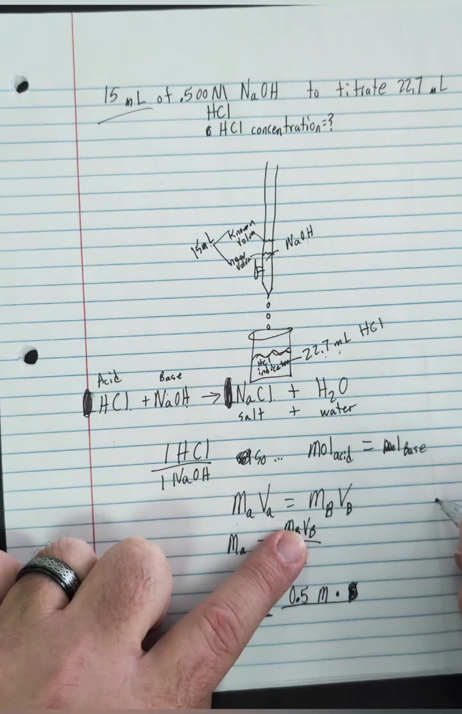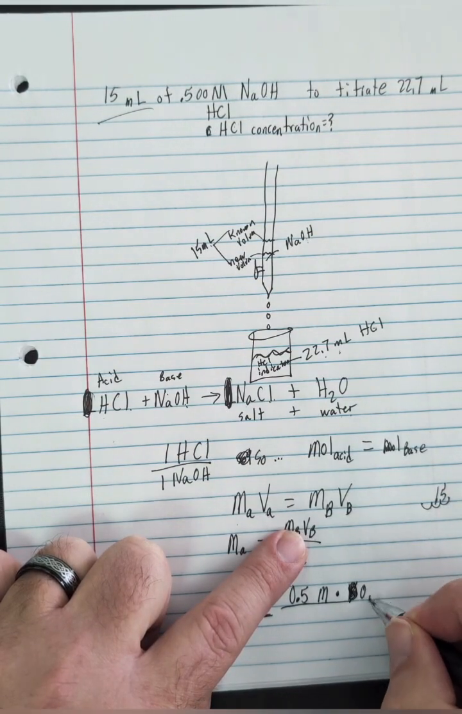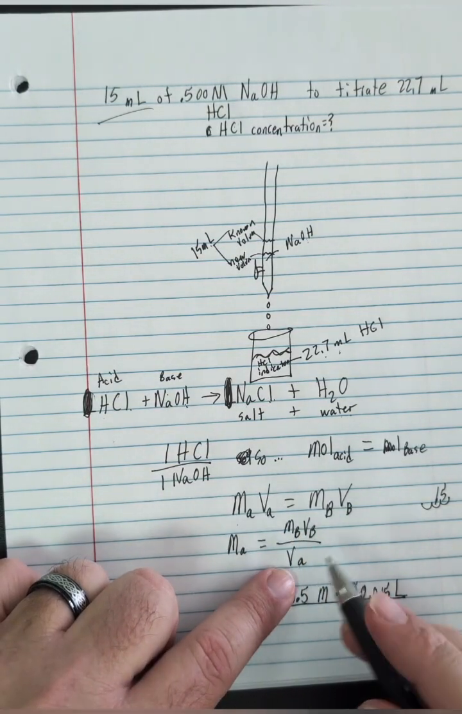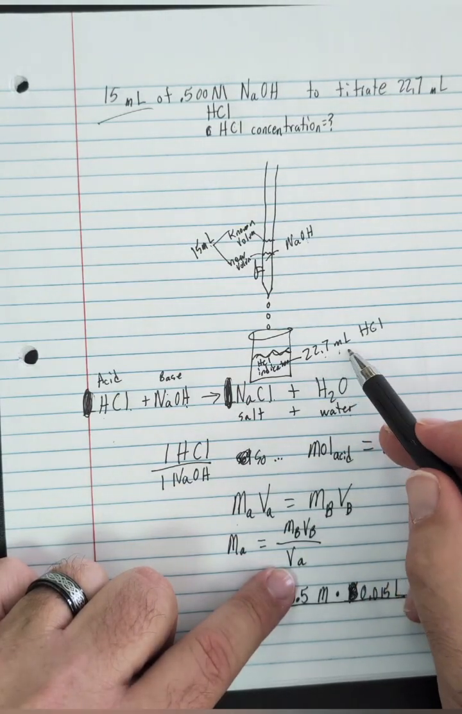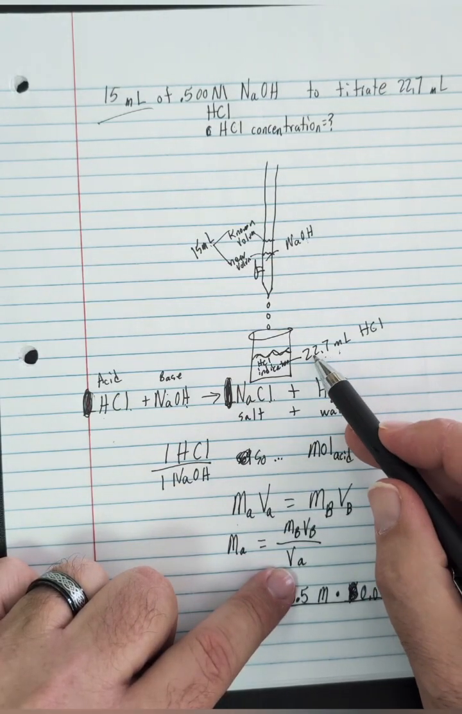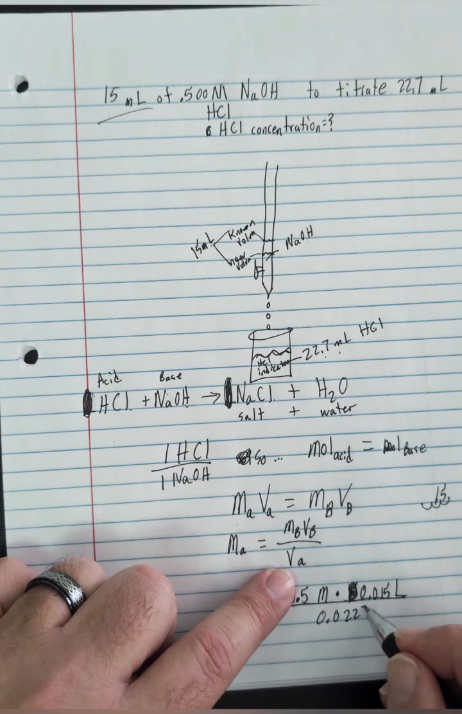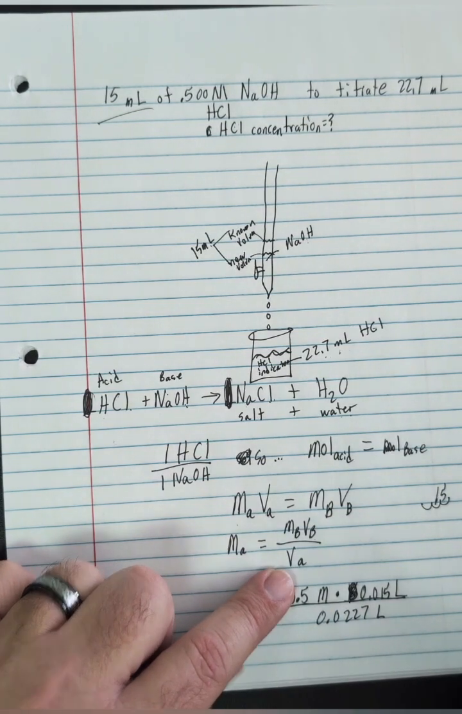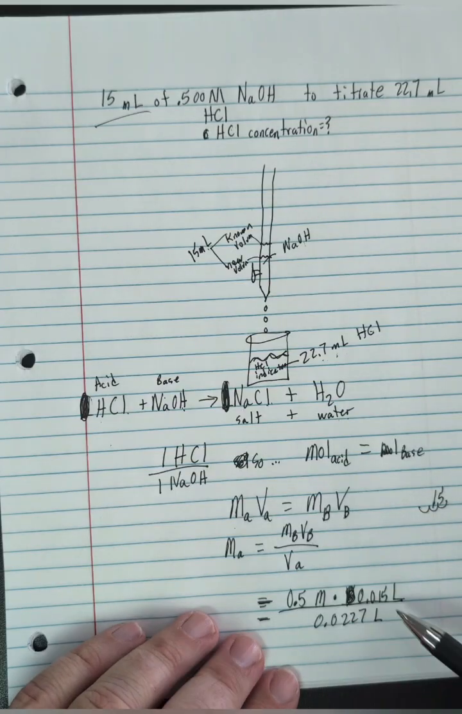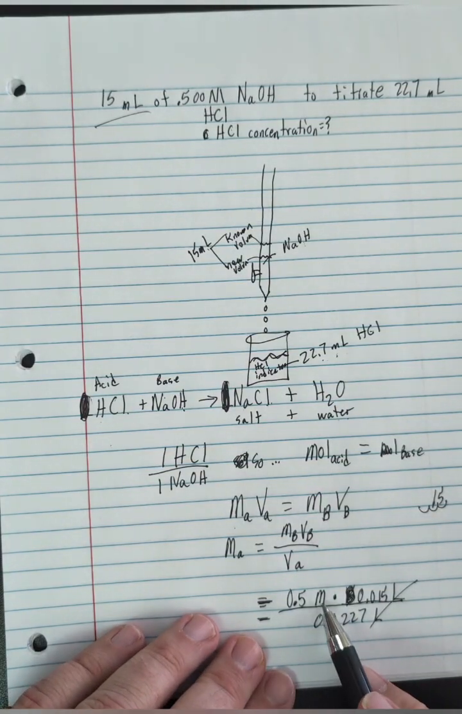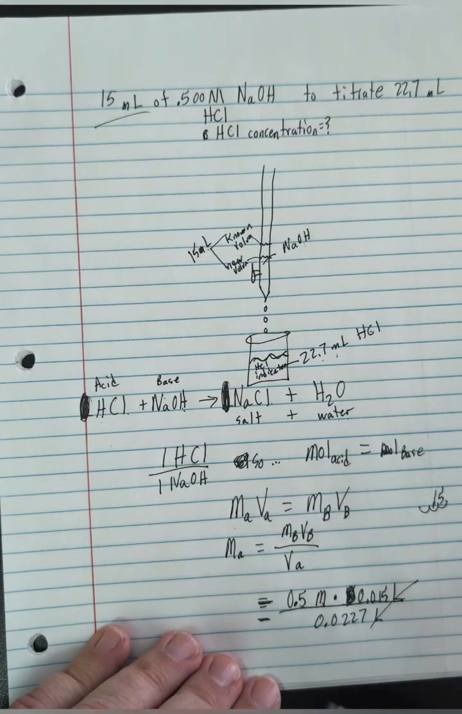So we've got 15. Remove the decimal 1, 2, 3. So that'd be 0.015 liters. All right. And then we're dividing that by the volume of the acid, which is 22.7 milliliters. So 1, 2, 3. So that would be 0.027 liters. And honestly, it might not matter, because if this is milliliters and this is milliliters, they're still going to cancel out, and I'm going to be left with molar. Well, let's see what we get.